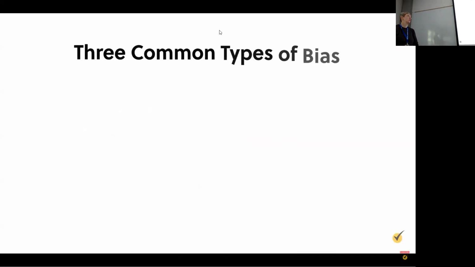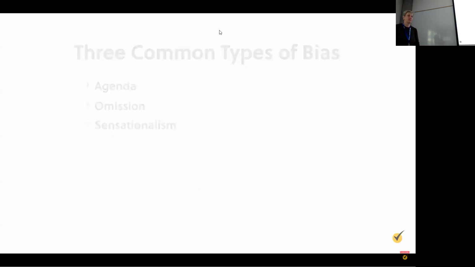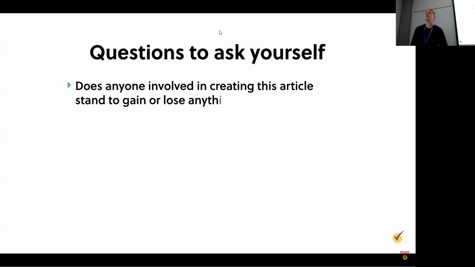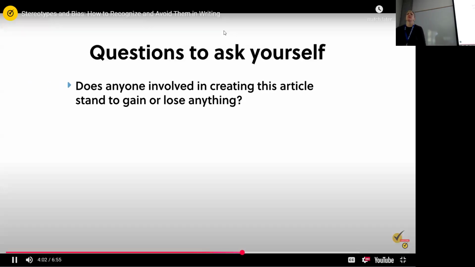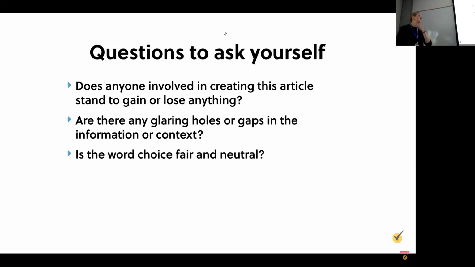That sort of neutral tone may seem kind of boring at first, but it helps us trust a source when we know that they're focused on the facts. So to review, 3 commonly used types of bias are agenda, omission, and sensationalism. Before reading any source, ask: does anyone involved in creating this article stand to gain or lose anything? Are there any glaring holes or gaps in the information or context? Is the word choice fair and neutral?